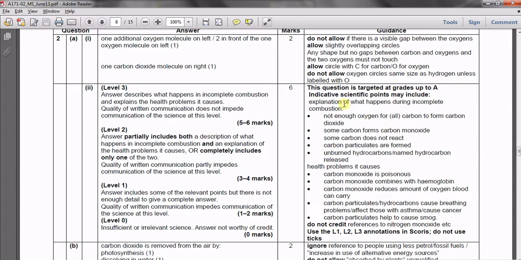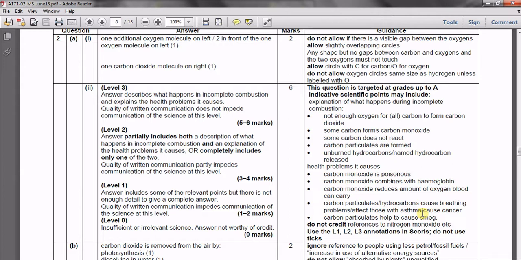So if we look on the right hand side here, all of these bullet points are separated into the first part of the question, so explaining what happens during incomplete combustion, and the second part here. So just pause the video here and make sure that you're okay with all of these bullet points before I then explain how you build up the answer.